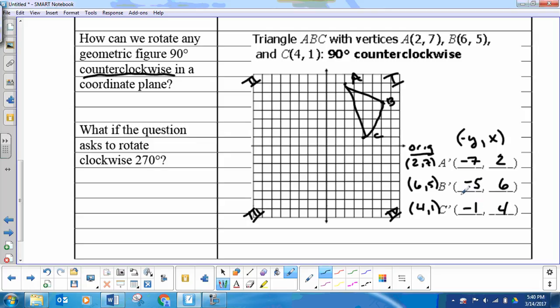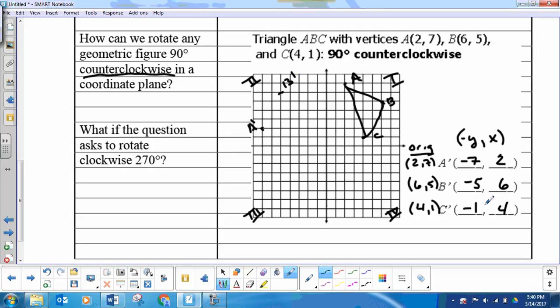All right, so I have determined the new points using the rule, and now I'm going to plot those points and see how they look. A prime is at negative 7, 2, so that's 1, 2, 3, 4, 5, 6, 7 negative on the X, and then 2 here on the Y. So we're going to put in A prime to show that that's the point that we just created for our image. And then for B prime, we're going 5 to the left, so 1, 2, 3, 4, 5, and then 6 up, 1, 2, 3, 4, 5, 6 is here, and that would be my B prime, so I'm going to put a B prime there.